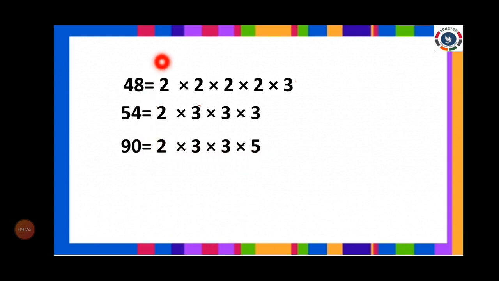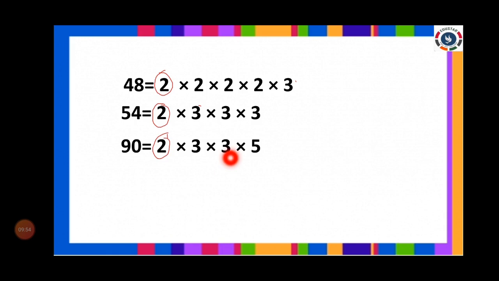So now we are going to circle the common factors. Here all the numbers have 2. In 48, 4 times 2s are there. In 54 only 1 time and in 90 only 1 time. So 48 alone has 4 times 2. Only 1 is common for all those numbers. So I am going to circle 2 alone. Okay. So the 2s are common.